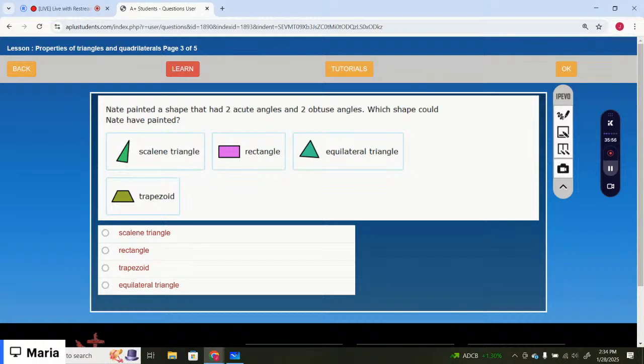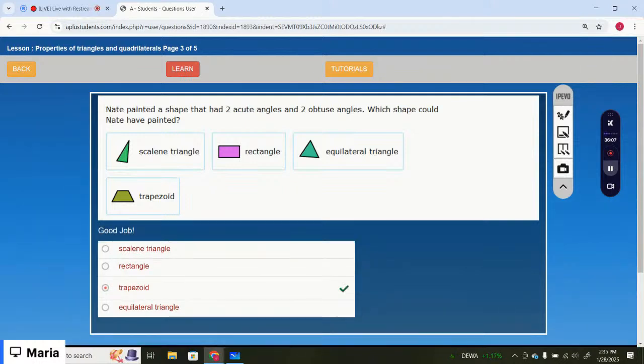Nate painted a shape that had two acute angles and two obtuse angles. What shape could Nate have painted? Trapezoid it is.